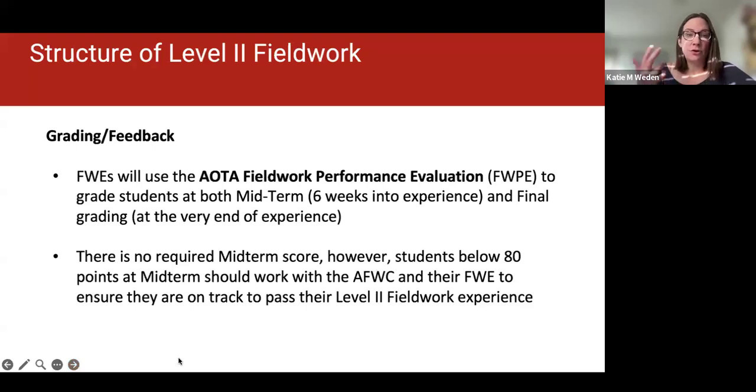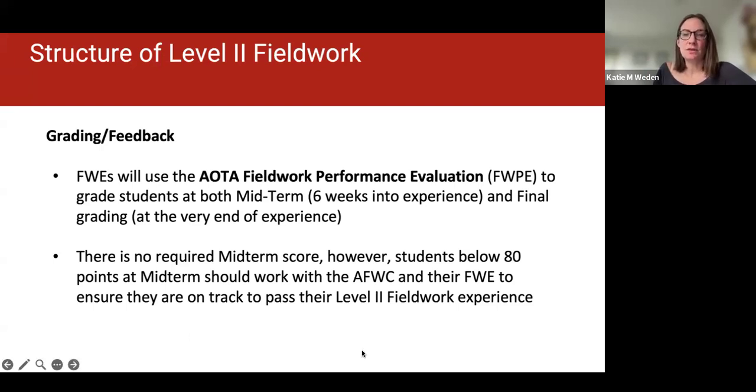So for grading and feedback, AOTA has a standardized evaluation that is used for all OT students who go out in fieldwork. You'll do a midterm, but that one, it's not that it doesn't matter, but the one that really matters, the real game changer and deal breaker for us being able to continue you on towards graduation, is the final. At the final, we need you at a minimum score of 111.